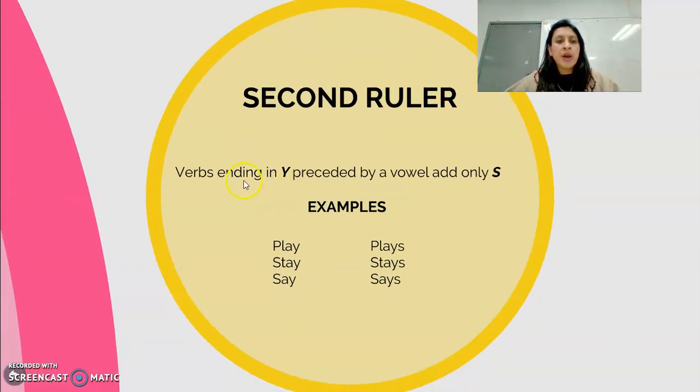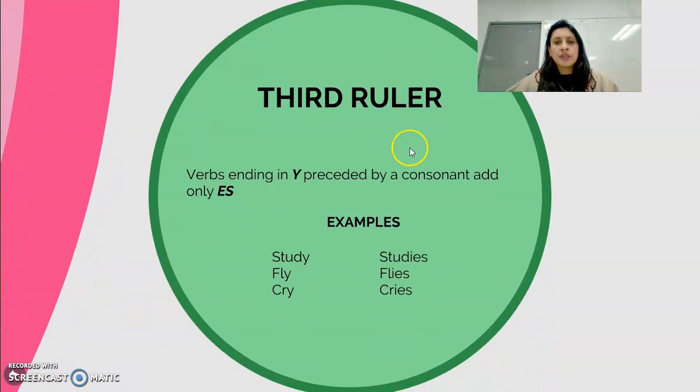Second rule: verbs ending in y preceded by a vowel add only s. Play, add s, plays. Stay, add s, stays. Say, add s, says. Third rule: verbs ending in y preceded by a consonant add ies. For example, study, studies; fly, flies; cry, cries. In this case, you have to change the y to i and add es. For example, in a sentence: Joseph studies English every Friday.